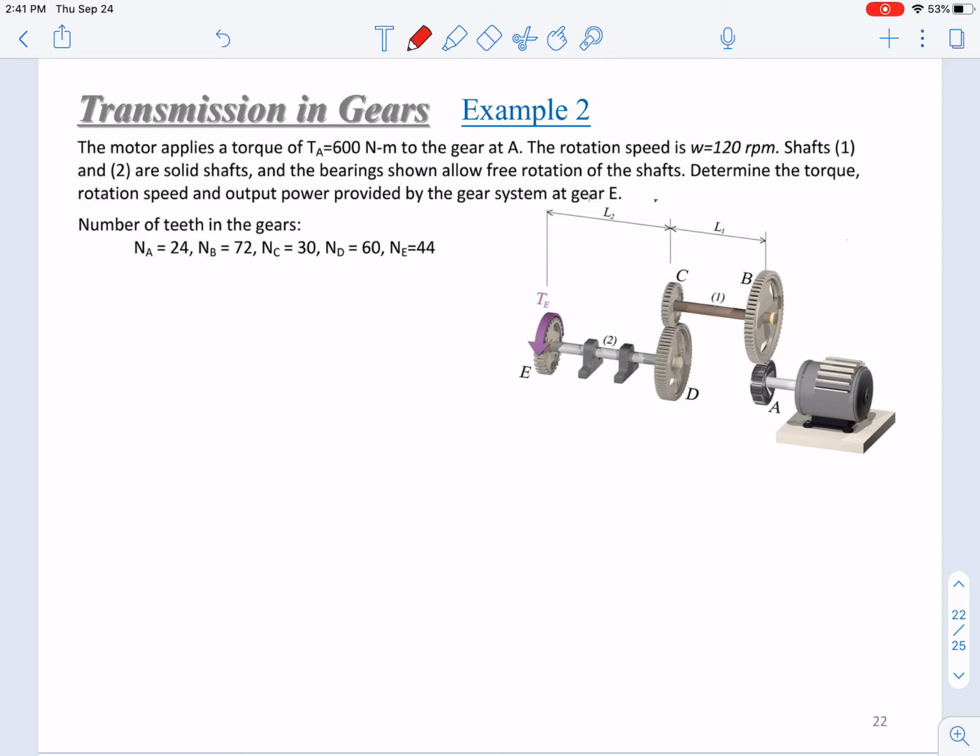Determine the torque, rotation speed, and output power provided by the gear system at gear E. Number of teeth have been given. This is actually a very straightforward calculation. The same as the previous examples, we start from the engine output, then we just go through this system one step by one step.